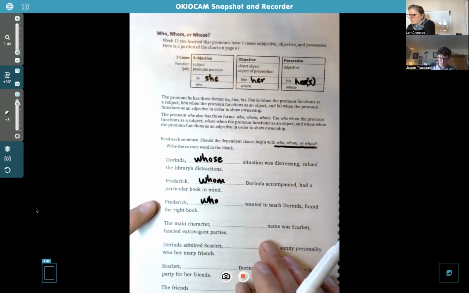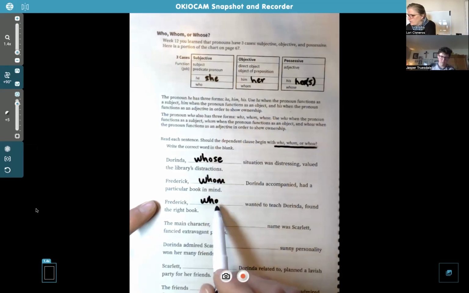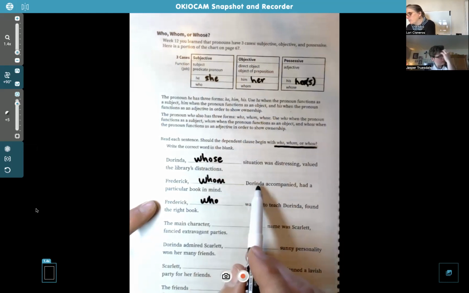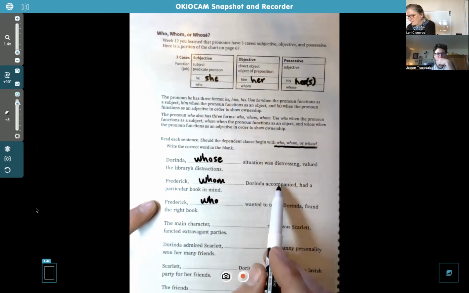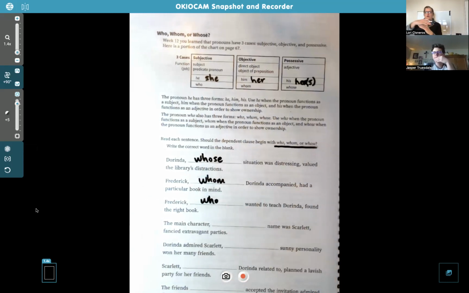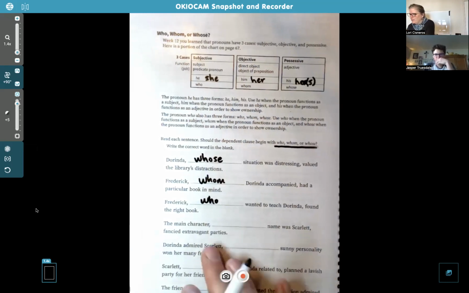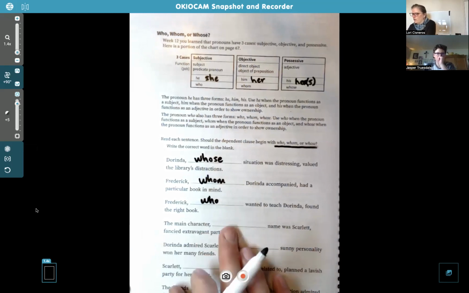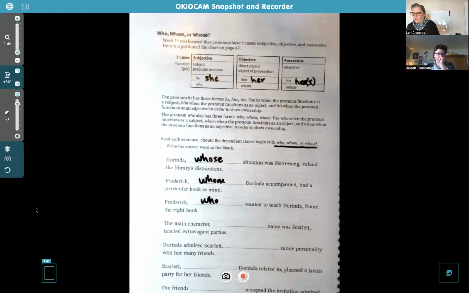So it kind of goes both ways. So he wanted to teach Dorinda. Back up here, Dorinda accompanied him. So it kind of just depends on which pronoun you can fit in there and which direction it goes, basically. But like I said, the easiest way to do this is just to try each one. It's either going to be who, whom, or whose. So if you can see it ahead of time, go ahead and just read it with the correct case pronoun in there.